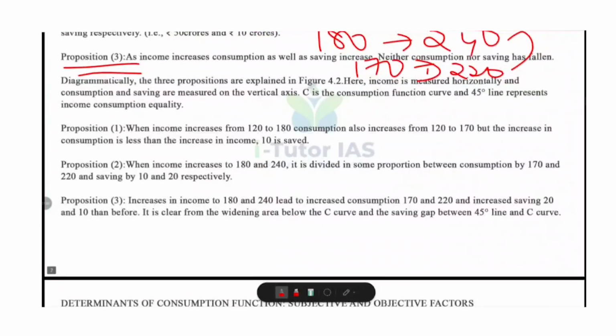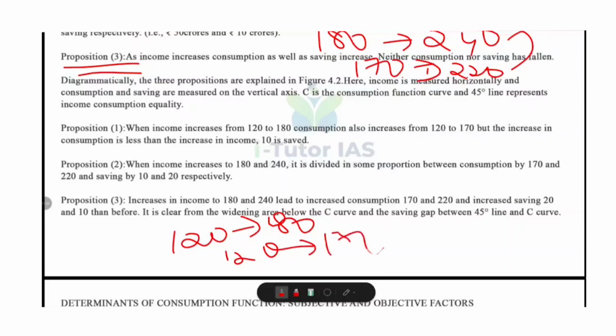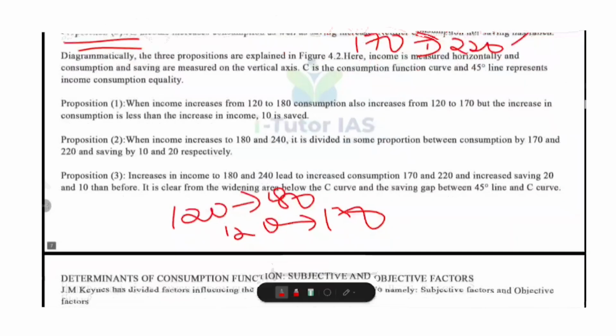For example, when income rises from 120 crores to 180 crores, what happens? Consumption increases from 120 to 170. Then at 240 crores income, consumption rises to 220 crores. So both consumption and saving have gone up. And this shows that people do not cut consumption when income rises. Instead, what will they do? They increase both consumption and saving, though savings grow faster.